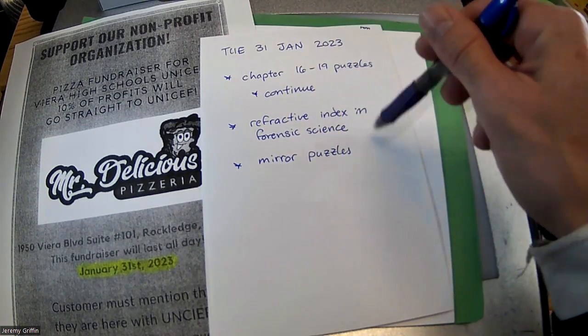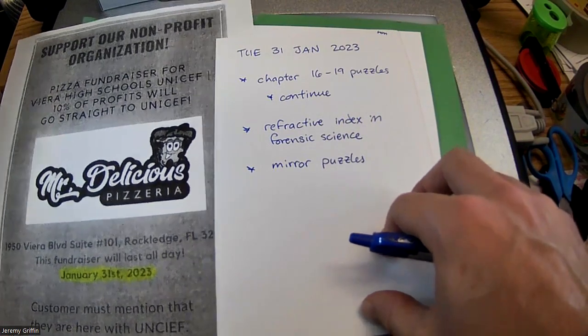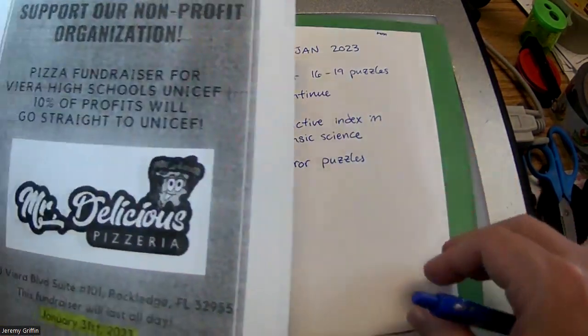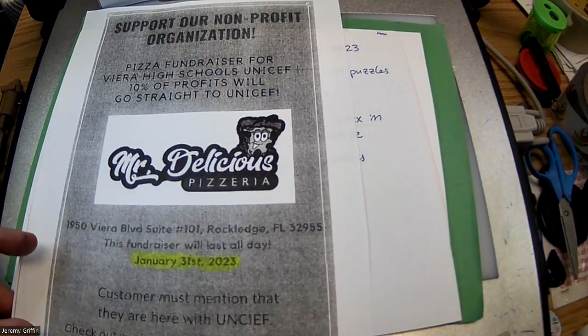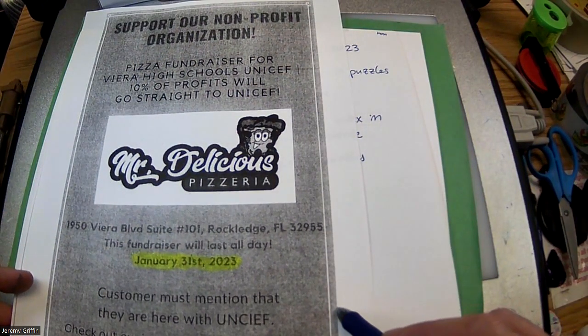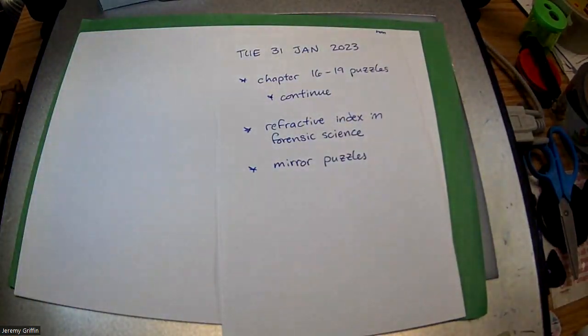And then I got some demos lined up for you guys, but it's my first honors class today. We're going to see exactly how far we get today with that. There's a fundraiser going on today. Go to Mr. Delicious Pizza after school. Then some of that will go to UNICEF. So there you go.